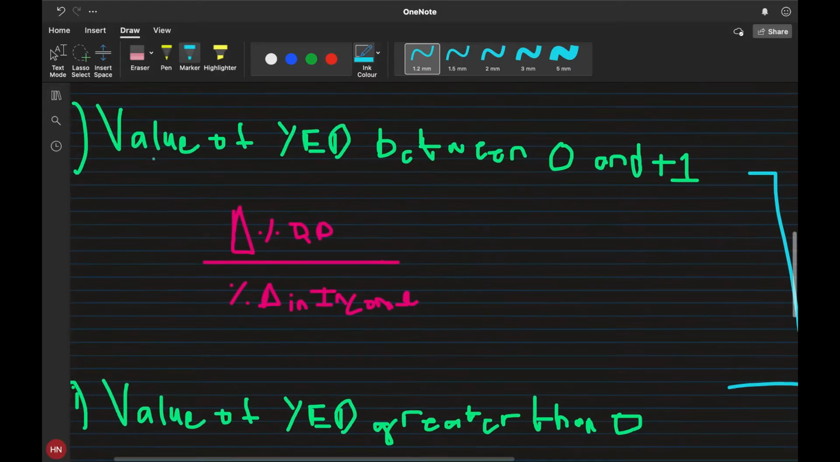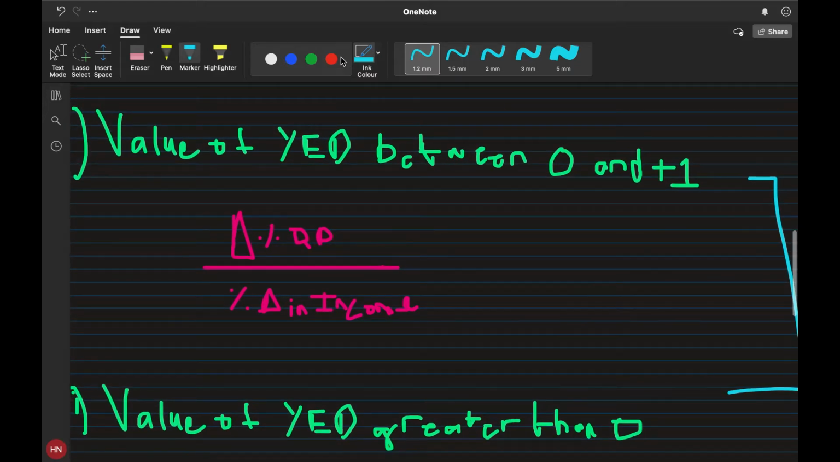So the value of YD is between 0 and 1, which means that if the income goes up by 10%, then the QD will go up by a value less than 10%. Just for the sake of assigning a value, I'm going to assign 5. So it goes up by 5%, which shows us that QD increases by a smaller percent when compared to the change in income, right? And this signifies that such a good is a necessity.